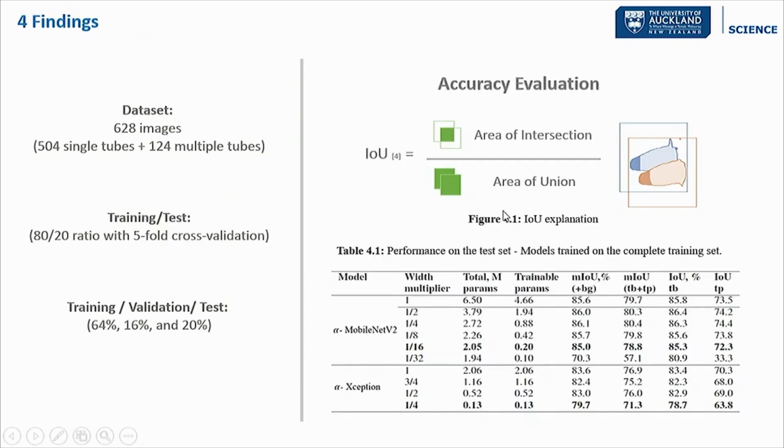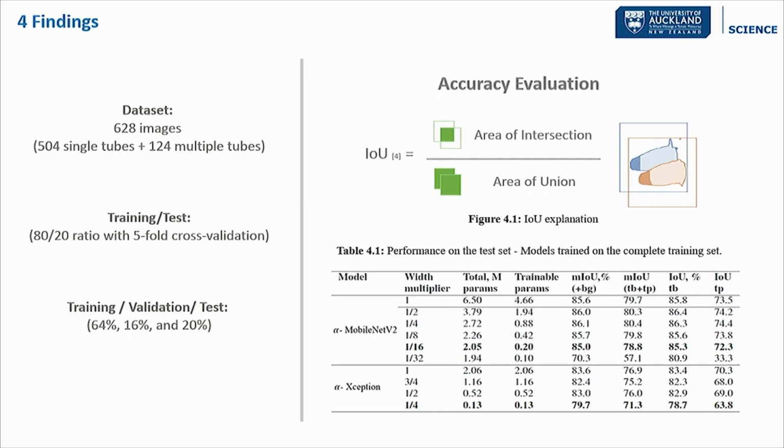And here comes the experiment part. Our data set has about 628 images. It's not a quite large number. And we choose to divide it into testing and training sets with a ratio of 20 and 80. And we train the model with two methods. One is to train the models on the complete training set. The other is we further split the training set to get a validation set. The metric we use here to evaluate the accuracy is called IOU, which is commonly used for segmentation tasks.